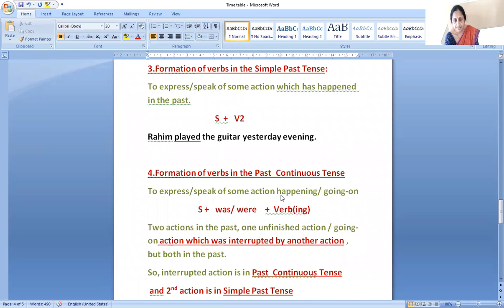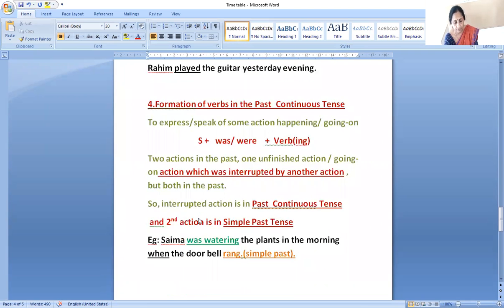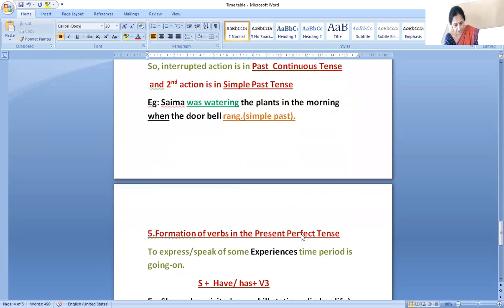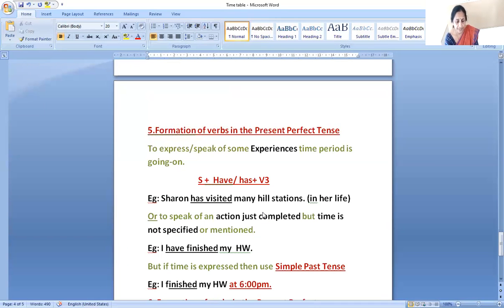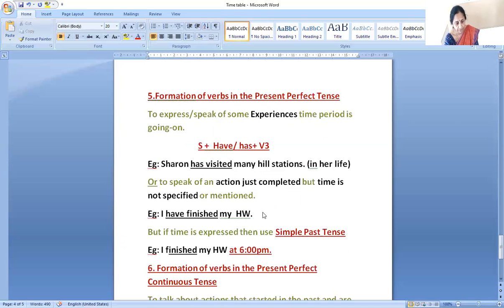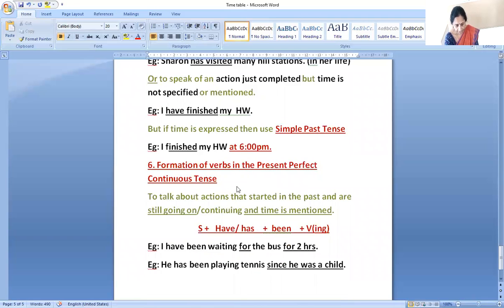Then we had past continuous, formation is by adding to the subject was or were plus the ing form of the verb. And last, we have done present perfect tense also, where you form by taking the subject plus has or have in the present form plus the third form of the verb. Then we did this present perfect continuous tense, where the formation is by taking the subject have or has plus been plus the ing form of the verb.